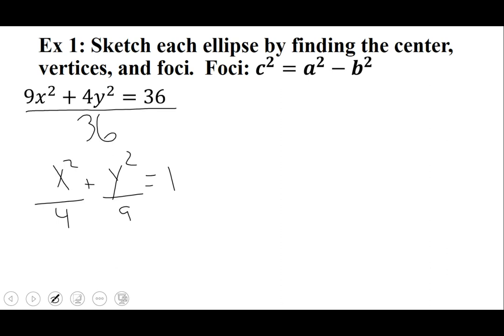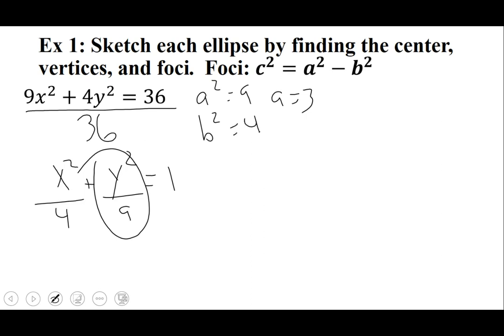Remember that a squared is always going to be the larger. In this case, the ellipse is going to open from bottom to top because the larger value is with the y. So a squared is equal to 9, which means that a is 3. We also know that b squared is equal to 4, which means that b is equal to 2. If you're wondering if they're always going to be nice values like that, no, but for the time being, yes. The center of this ellipse is 0, 0, because there is no h and no k.